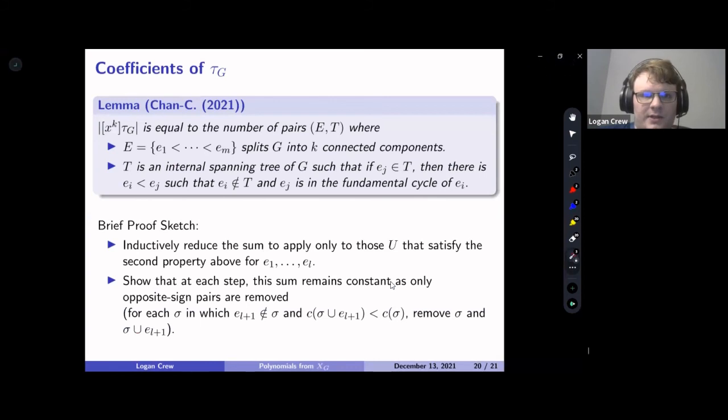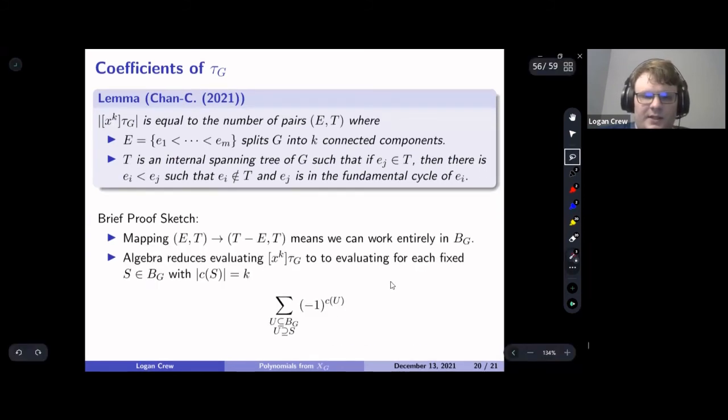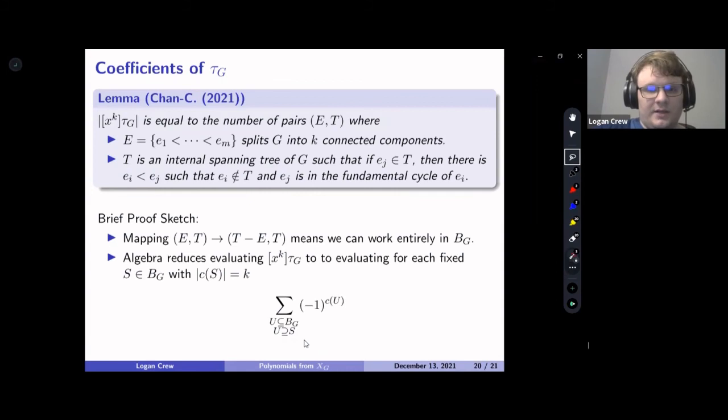And how are we going to use this fact? We're going to inductively reduce this sum. What we want to do is basically end up showing that this sum only applies to these maximal things, where T is an internal spanning tree. And we want to show that if we reduce the set of U to only those, the sum remains unchanged. And if that remains unchanged, then this ends up showing this.